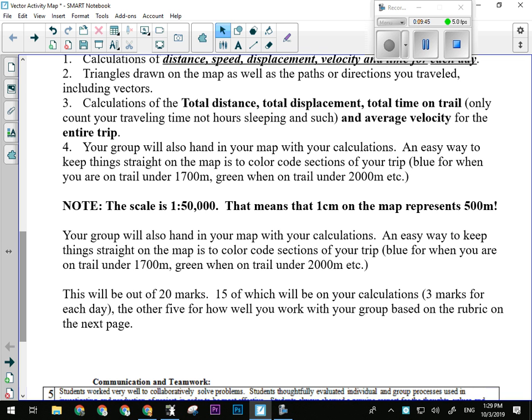Okay. So it's out of 20 marks. 15 of those are your map, your calculations, showing me everything that I've listed there. The other 5 marks are for how nicely you work and play with others. As long as there's no kicking, scratching, or biting, you're generally pretty good, unless I have to constantly be getting you back on task. All right, everybody understand what they're doing? I'm going to bring out some meter sticks so you can measure, and you can get started.